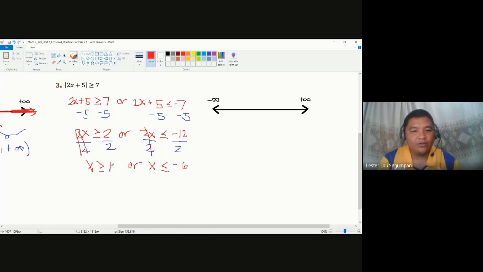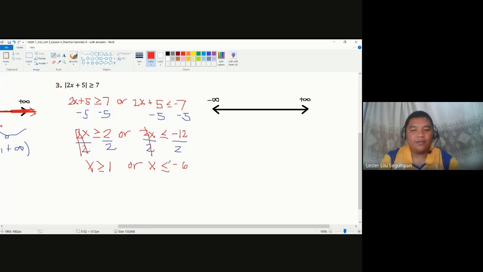I would try to use 2, because that's greater than 1. 2 times 2 is 4, plus 5 is 9. Absolute value of that is greater than 7. We could also identify already if 1 is included or not. Substitute here, 2 times 1 is 2, plus 5 is 7, and the absolute value of that is equal to 7. Since we have equality here, that's already okay.